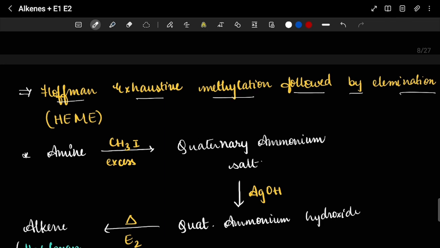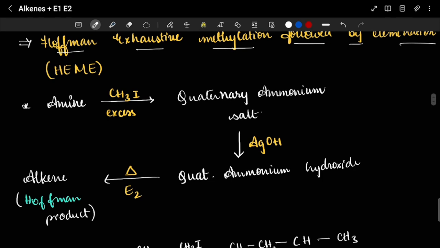So this quaternary ammonium salt is again treated with AgOH. When it is treated with AgOH, a quaternary ammonium hydroxide is formed. Again, when you heat quaternary ammonium hydroxide, alkene is formed and it would be a Hoffman product. So what is the Hoffman product? Less substituted is the major product, right?